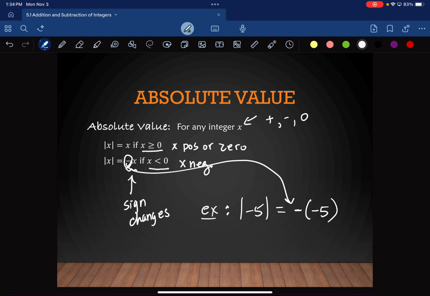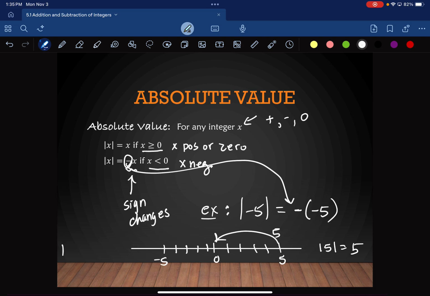Now, from a number line perspective, I think it's also worth noting what absolute values do, especially since I told you I like number lines. Absolute values are simply measuring the distance back to 0. So the absolute value of 5 is 5 because the distance back to 0 is 5. And the absolute value of -5 is 5 because the distance back to 0 is 5. Absolute values measure distance to 0, and that's why they're positive.